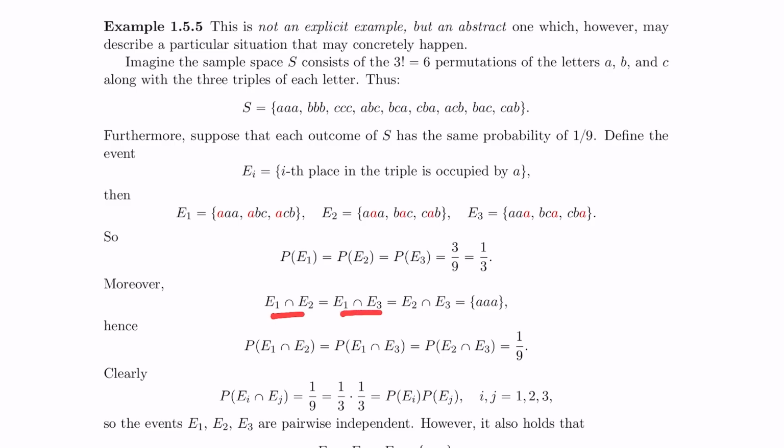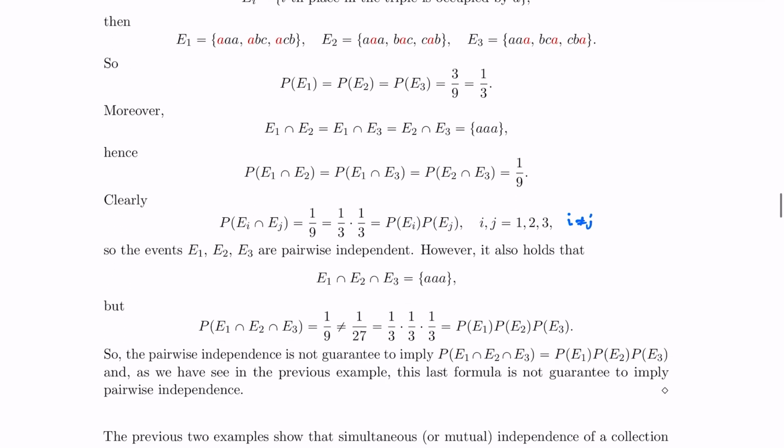These events contain just one outcome, and so their probability is 1 divided by 9. Thus, we find that the probability of the intersection between each couple of events is given by 1 divided by 9, which is precisely the product of 1/3 and 1/3, that is, the product of the probabilities of each separate event. And this is the definition of pairwise independence.